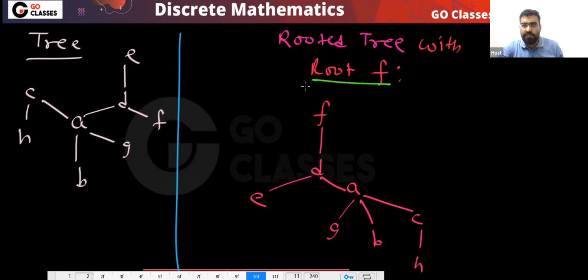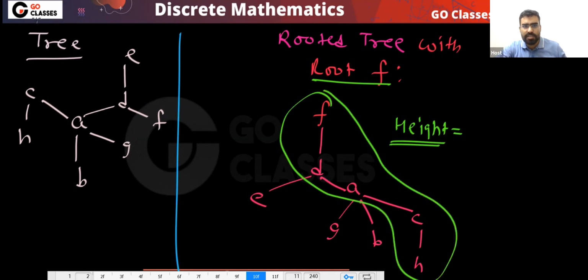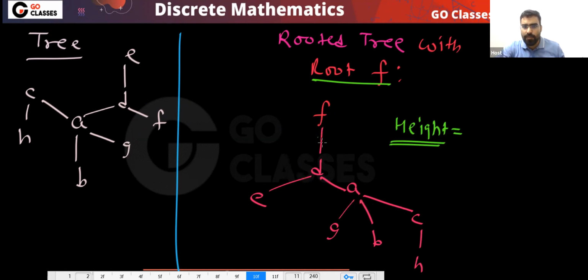So basically root F. You just pick this, and the remaining things will hang. You can notice F is connected to D, D is connected to E, D is connected to A, and so on. So what is the height here? What is the height of the tree? That will be the height of the root. What is the height of the root? That is from root to the farthest leaf. So you can notice this will be the height. Okay, so I can say the number of edges: 1, 2, 3, 4. The number of edges will be 4. So this is the height of the tree.